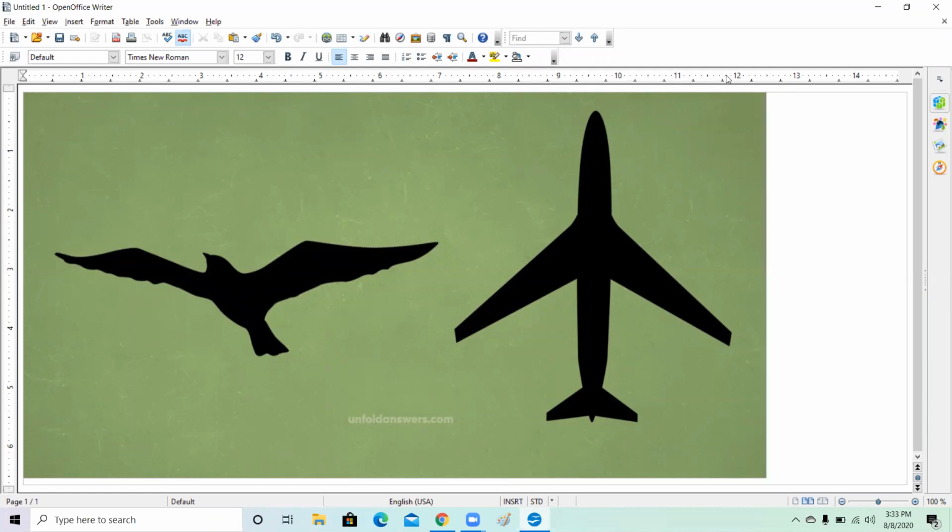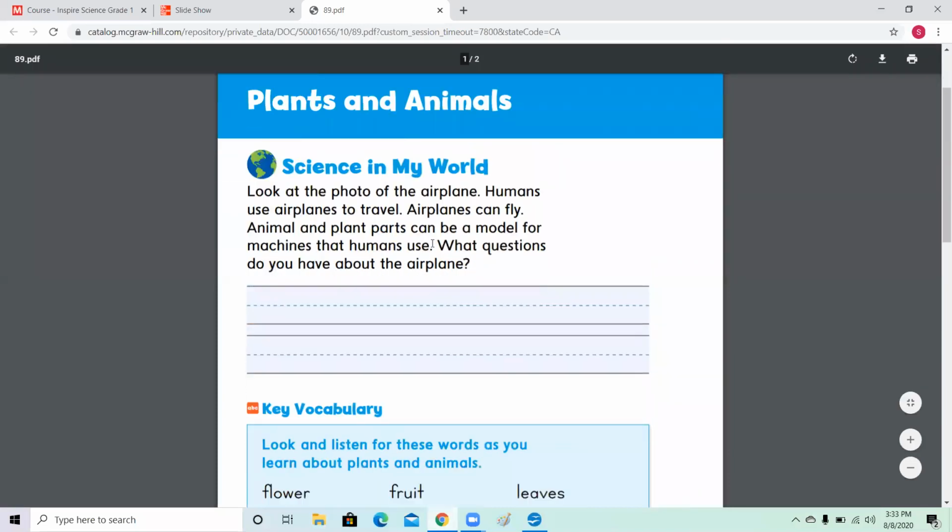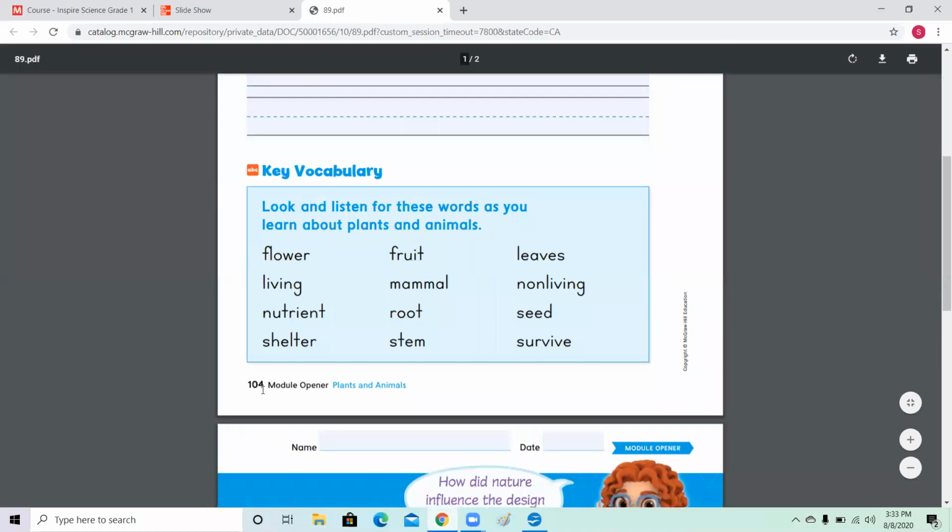Please get your science book, be a scientist notebook, and let's get ready to start our invention. Please open your book, page 104. The title says Plants and Animals. You should have it like that. Plants and Animals, page 104.